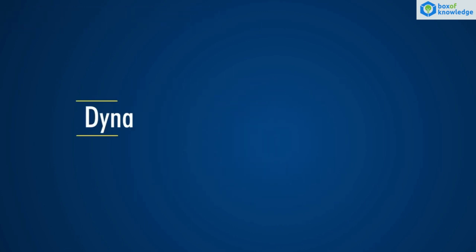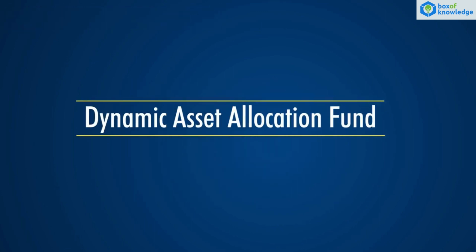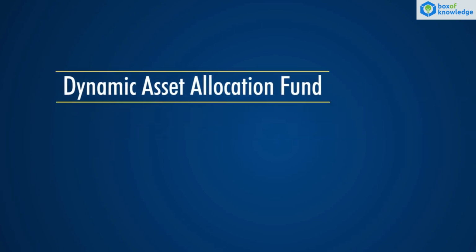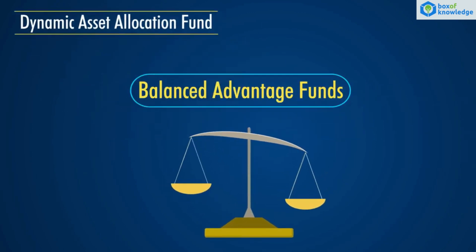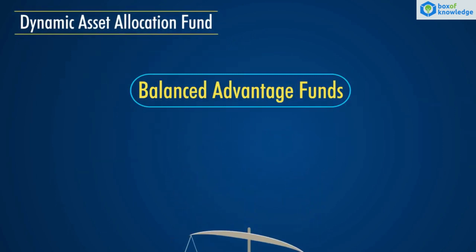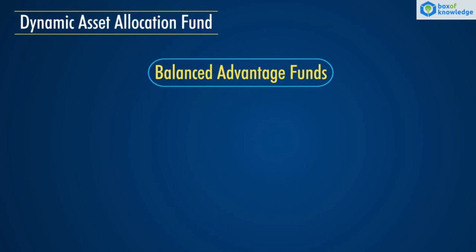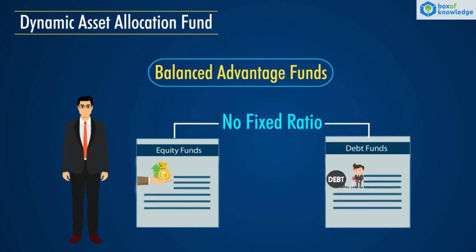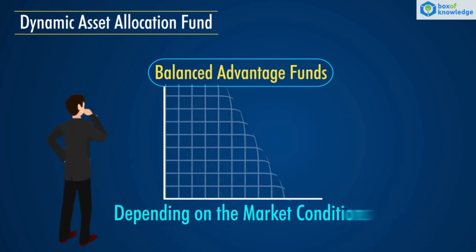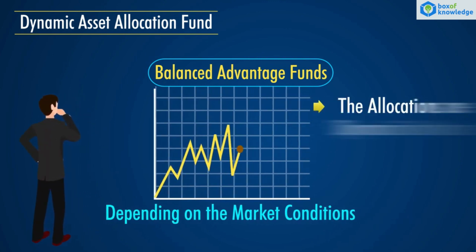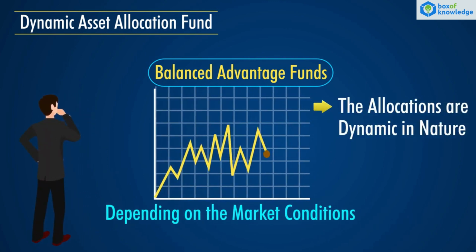Now coming to dynamic asset allocations. Dynamic asset allocation funds work in a similar way to balanced advantage funds. The key difference is that here there is no fixed ratio at which the fund manager allocates the investments between equity and debt. The fund manager invests in instruments depending on the market conditions. So the allocations are dynamic in nature.